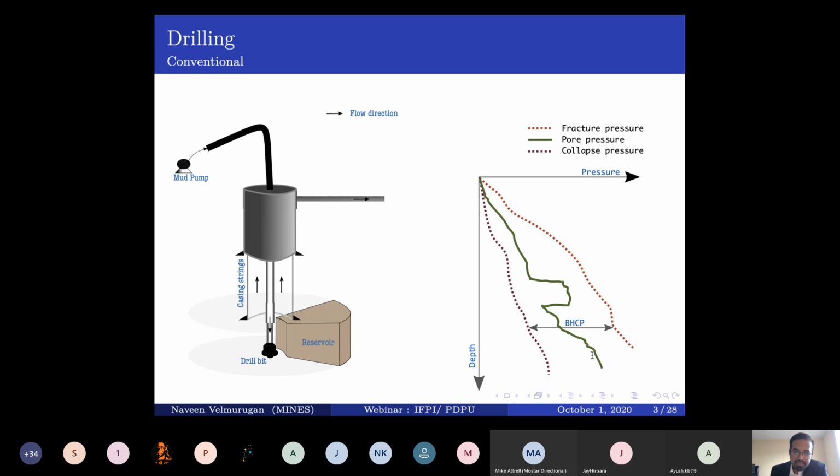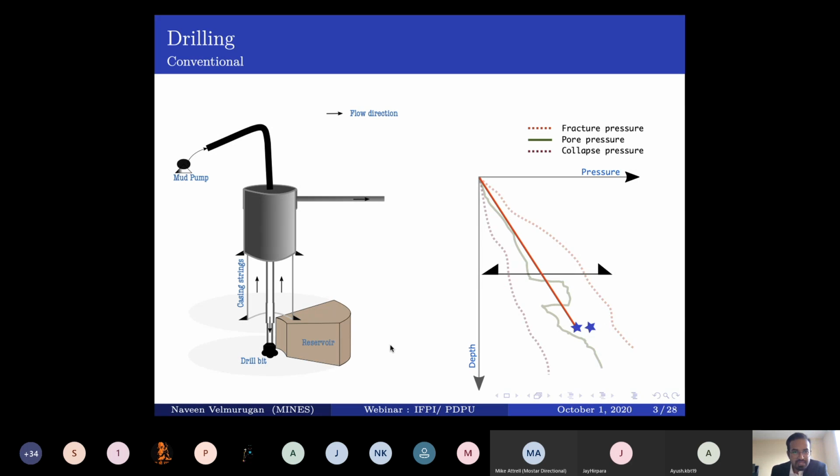because if your bottom hole pressure is less than the pore pressure, then you're creating a drawdown, and the fluid from the reservoir will flow into the wellbore. So these are the events when you have such unwanted flow. That's an influx. And if you cannot control an influx, then it will become a blowout. So of course you want to avoid such situations.